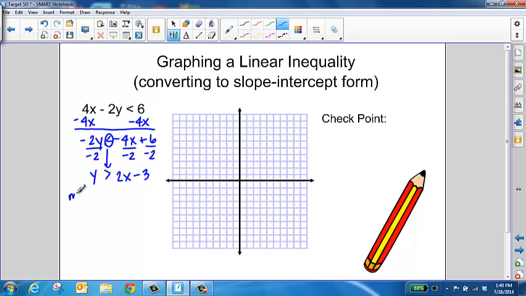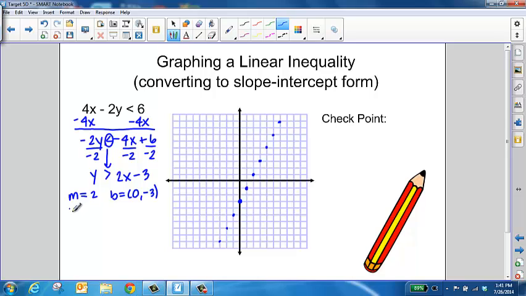Now we can go through and identify our slope and our y-intercept and begin graphing. So we're going to start by plotting our b, which is at (0, -3), and then since our slope is 2, we're going to go up 2, over 1, up 2, over 1. You want to carry this through your whole graph so that you can create that boundary line that separates your graph into those two portions.